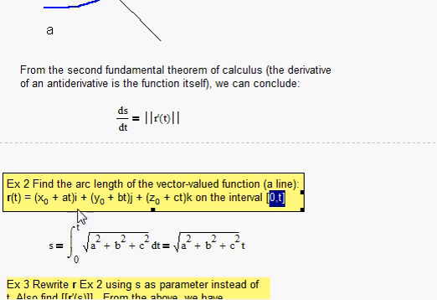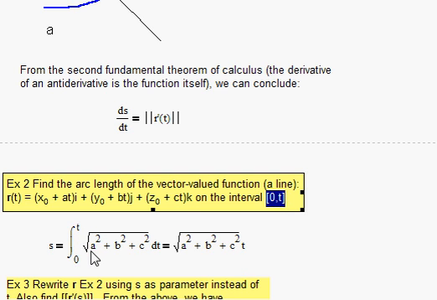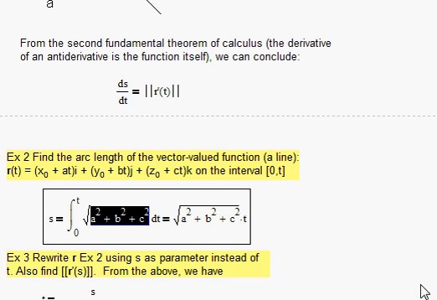And so s equals, as you can see, the derivative of this is just the number a, since that's a constant times t. The derivative of this parametric equation is just b. The derivative of this is just c. So we would integrate between 0 and t as our given interval the square root of a squared plus b squared plus c squared. And of course that's just the square root of a squared plus b squared plus c squared times t. So that's our function s of t.